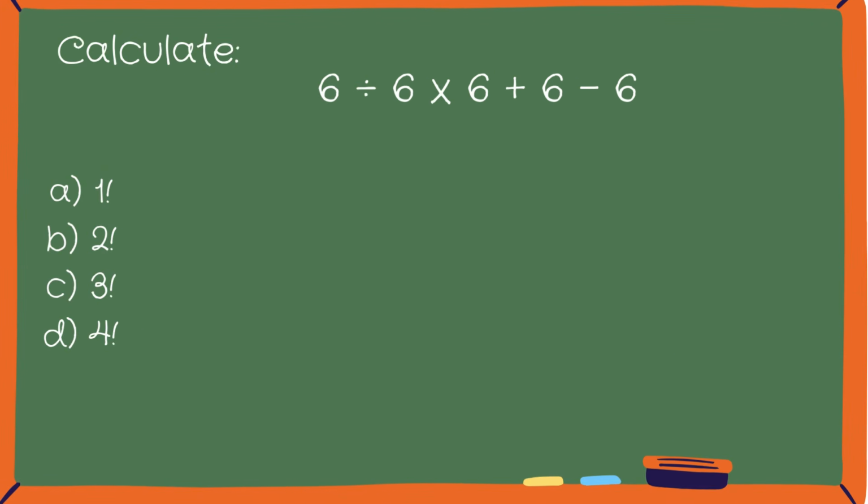Be very careful with this exercise. Look, 6 divided by 6, multiplied by 6, plus 6, minus 6. And the alternatives are, alternative A, factorial of 1. Be careful, because it's not 1. The answer here says factorial of 1. Alternative B, factorial of 2, C, factorial of 3, or letter D, factorial of 4. Pause the video and try to do it and write your answer in the comments, because after the video, I'm going to see how many people got it right or wrong.